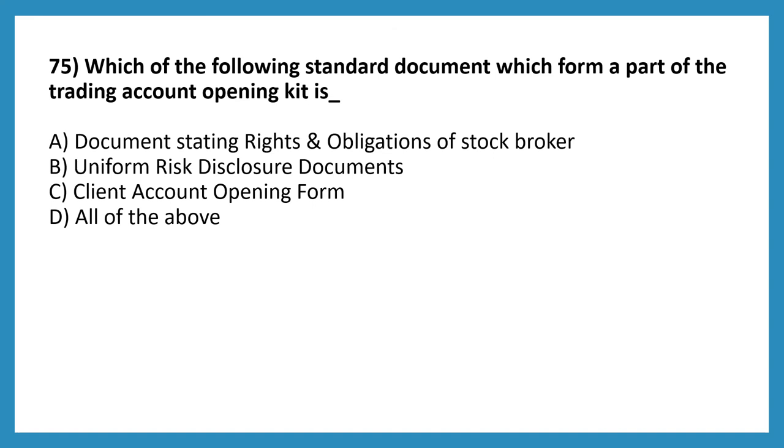Which of the following standard documents form a part of the trading account opening kit? Option A, document stating rights and obligations of stockbroker. Option B, uniform risk disclosure documents. Option C, client account opening form. Option D, all of the above. The correct answer is option D, all of the above.